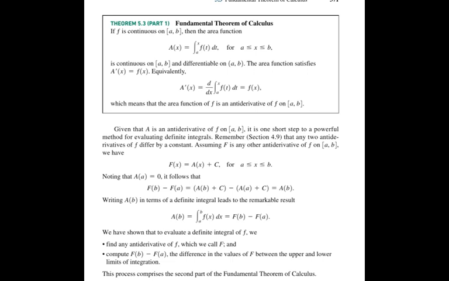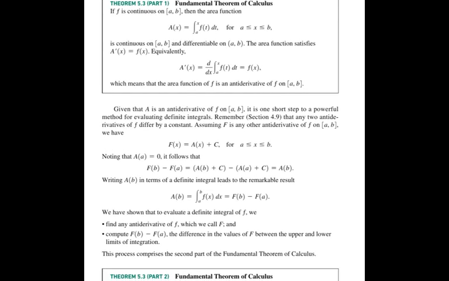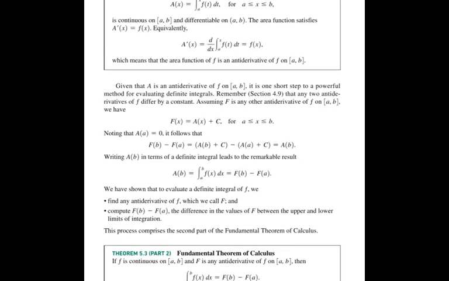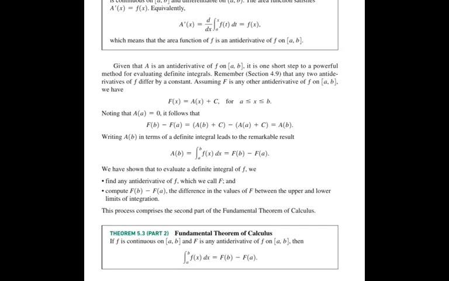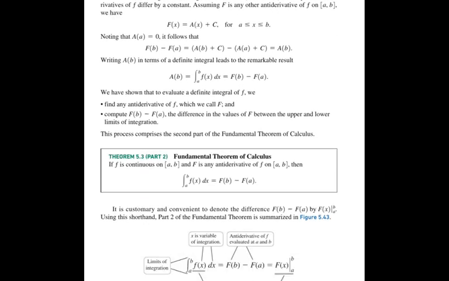We have shown that to evaluate a definite integral of f, we find any antiderivative of f, which we call capital F, and then compute the antiderivative of f at b minus the antiderivative of f at a. The difference in the value of F between the upper and lower limits of integration. That's fine. This process comprises the second part of the fundamental theorem of calculus.